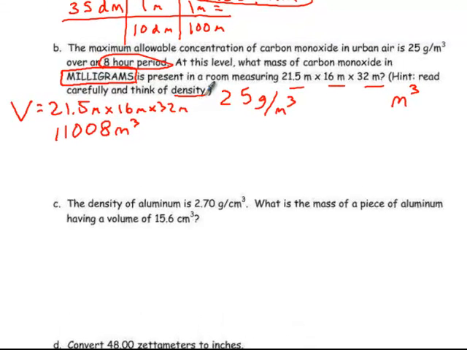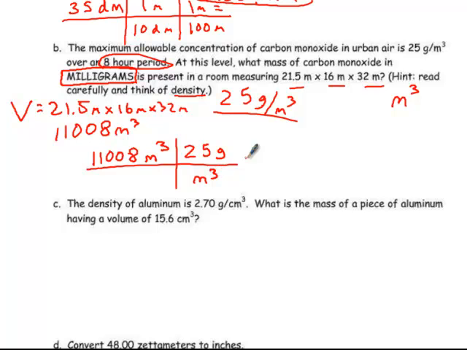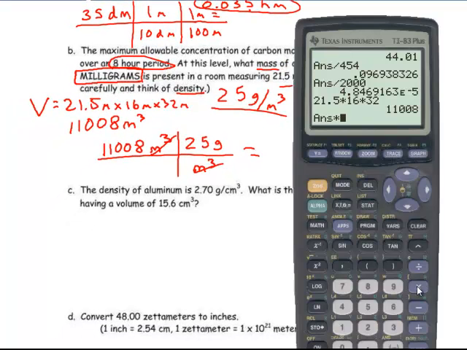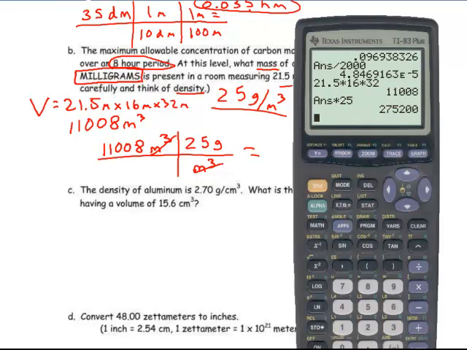All right, now I'll give you a hint here. Think density. The reason you can think density is you have grams, which is mass, and you have meters cubed, which is volume. So grams per meter cubed. Or you could look at it as this. There's what I have, and I want to plug this number in so that meters cubed cancels, and I end up with grams. So I can do 25 grams per meter cubed. Meters cubed will cancel, and so I end up with my unit in grams, which is a mass, and I'm looking for mass. What mass of carbon monoxide? So I have 11,008 times 25, and so I get that.